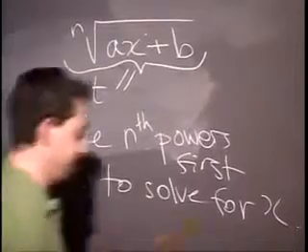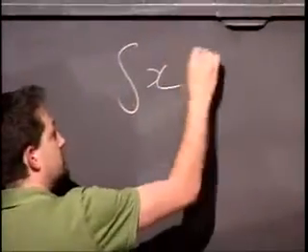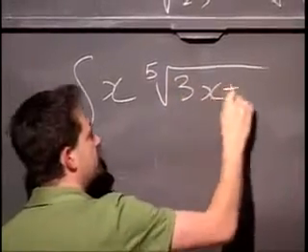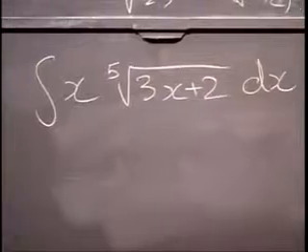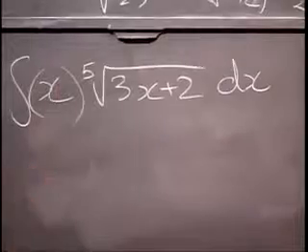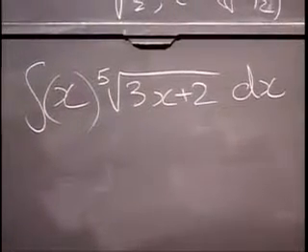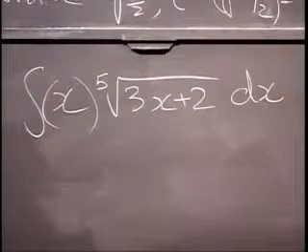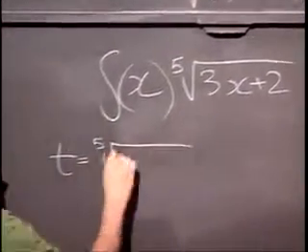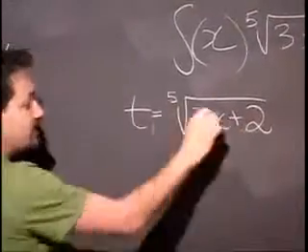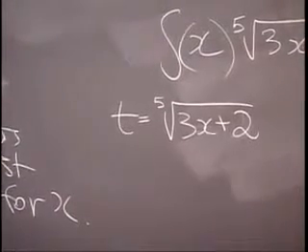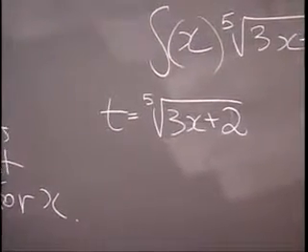So here we go. Suppose I want to integrate x times the fifth root of 3x plus 2. Seems a bit messy. Just to clarify, this is not x to the fifth. This is x times the fifth root. Okay, so according to the prescription here, let t be the fifth root of 3x plus 2. Now, I could just differentiate, but I can be snazzier if I follow the extra piece of advice and take the fifth power in this case.